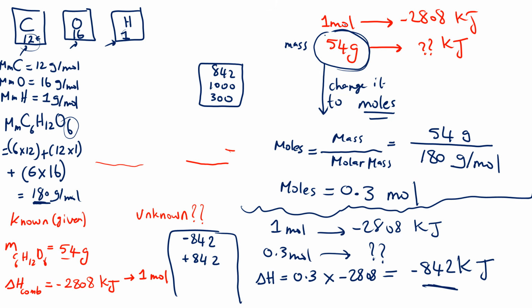Okay. So we need to change the grams into moles. All right. By dividing mass over molar mass, then we get our answer, and then we do the cross multiplication. So the delta H اللي أو الQ كمية الطاقة الحرارية اللي بتتكون is going to be 842 kilojoules. All right.